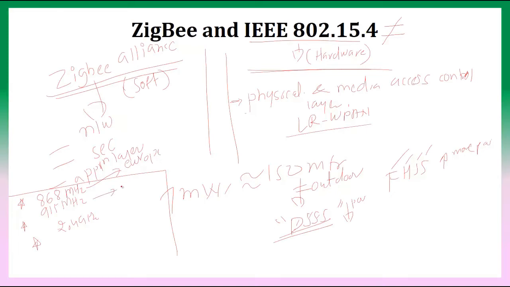Okay, this is used in North America actually. I could say North America and Australia, and this is actually your worldwide. So these three are there. So you could actually utilize worldwide everywhere with the data rate of, we could say, 20, 40 and 250. These are your kbps. So 20 kbps for this 868, 40 for 915 and 250 for 2.4 gigahertz.